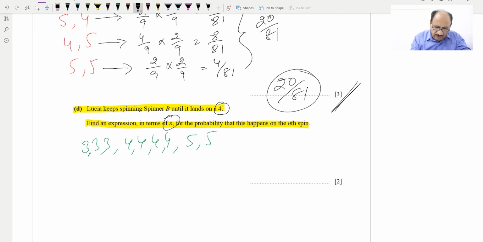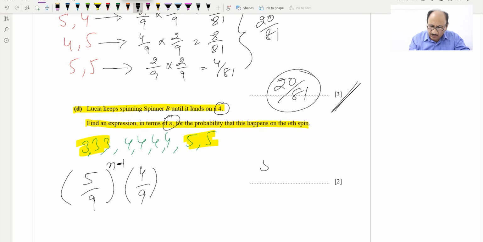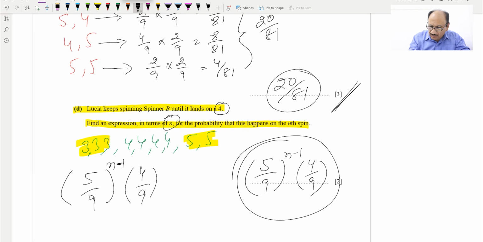So on the nth time we will get 4 by 9, but before that, n minus 1 times, we will not be getting 4. So not getting 4 will be these 3 and these 2. So it will be 5 out of 9. So 5 out of 9 we will get n minus 1 times, and on the nth time we will get 4 by 9. So our expression will be 5 by 9 raised to n minus 1, into 4 by 9, and this will be the answer for 2 marks.